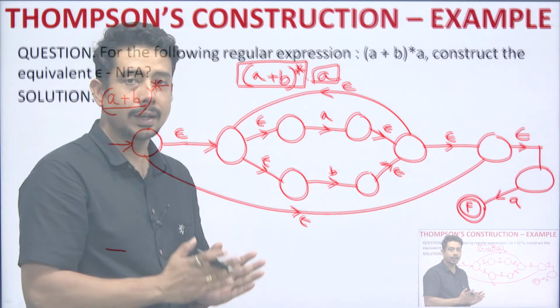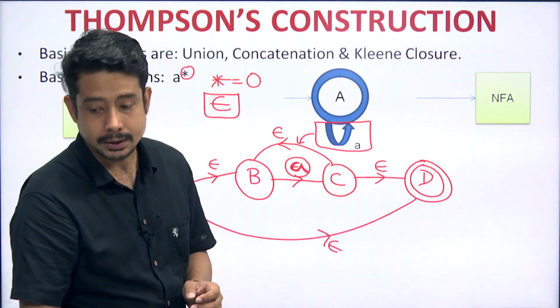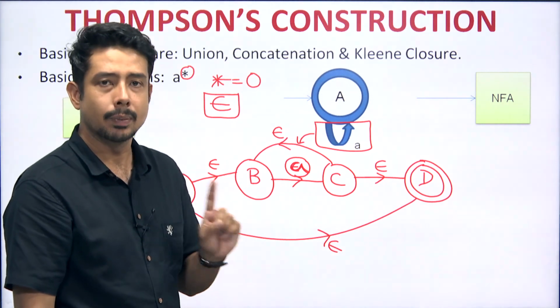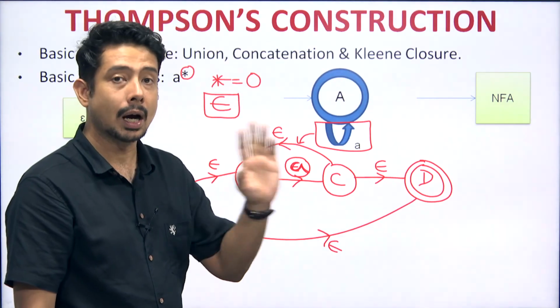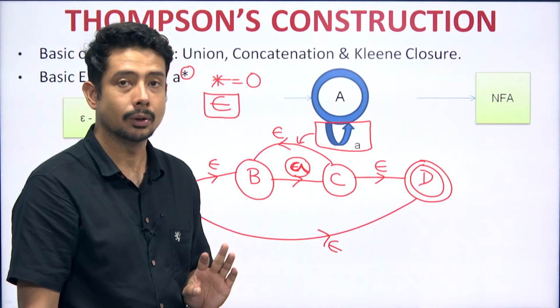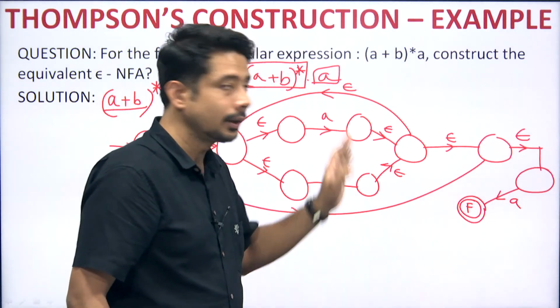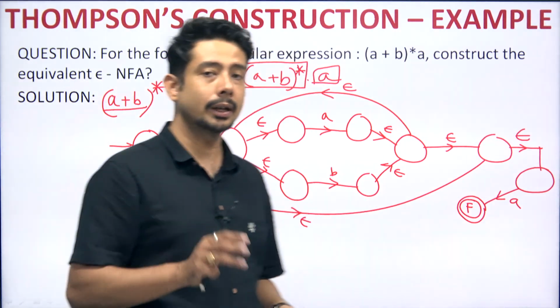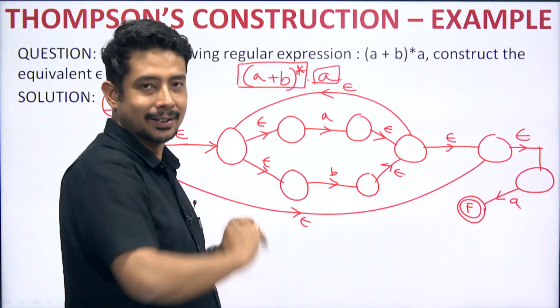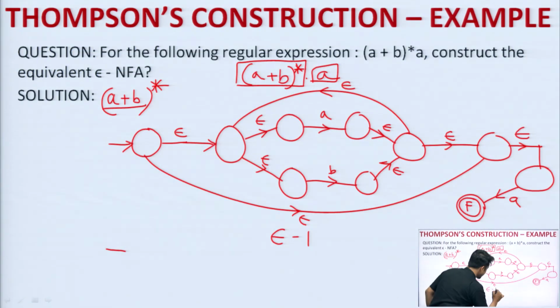First, try to segregate the expression into small parts, and you need to memorize these three expressions: a plus b, a dot b, a to the power Kleene closure. If you don't know how these three diagrams are drawn, it is very tough for you to handle the entire bigger expression. This is a very small expression, you might get a huge expression, then do not get confused, the diagram will be a huge one. Okay. So, this is a machine, and this is nothing but your epsilon NFA for the given expression.